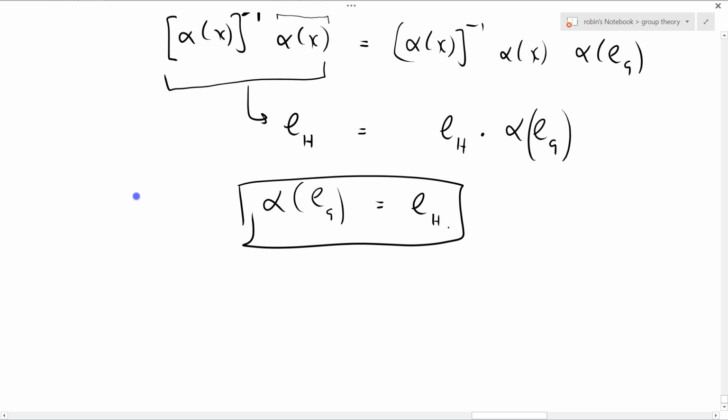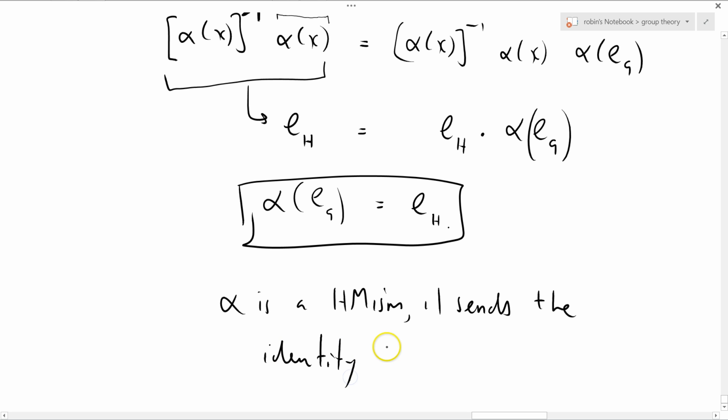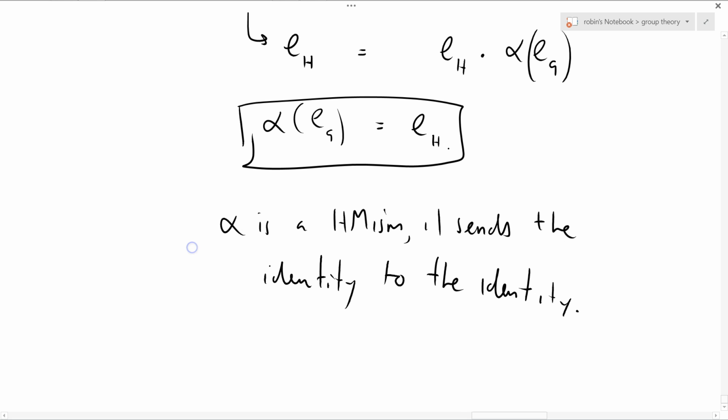That's nice. So if alpha is a homomorphism, it sends the identity to the identity. Well, it ought to do, really. That's what you see in the textbooks. That's what I saw in my lecture notes. But what I really mean is alpha of E_G equals E_H.